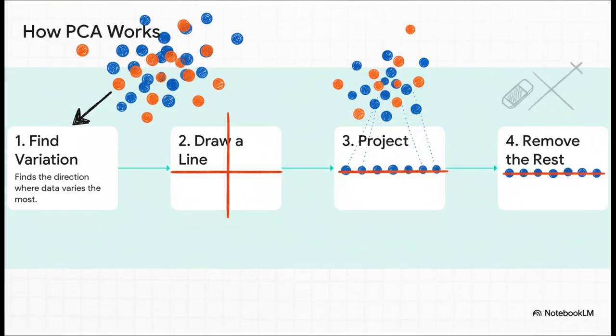Well, imagine all your data is just a big cloud of dots on a graph. The first thing PCA does is it looks for the direction where those dots are most spread out. That's called the direction of maximum variance. It draws a line right through that direction. Then it takes every single one of those dots and squishes them down onto that single line. And all the other less important directions, it just gets rid of them.